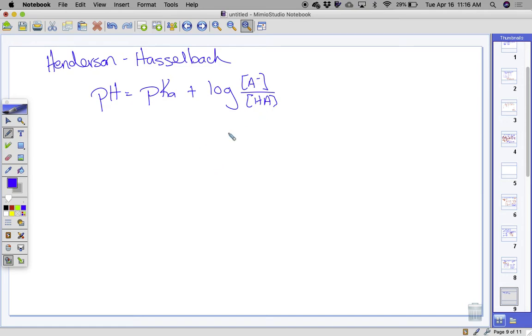I tend to write it as pKa plus the log of the base concentration over the acid concentration.